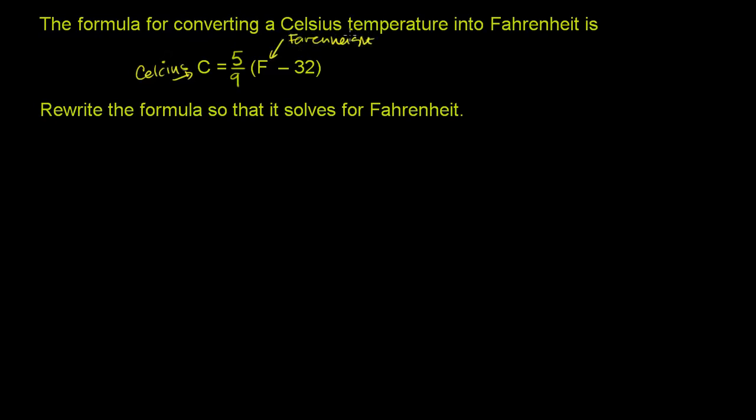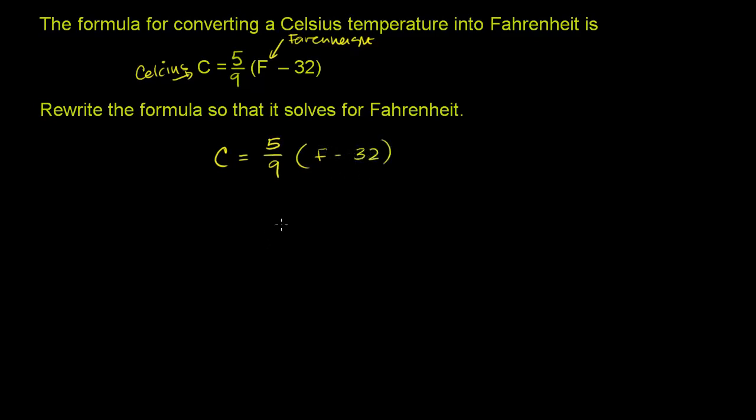Right now we've solved for C in terms of F. Now we want to solve for F in terms of C. So let's see how we're going to do that. I'll just rewrite it. C is equal to 5/9 times F minus 32. And we want to solve for F.